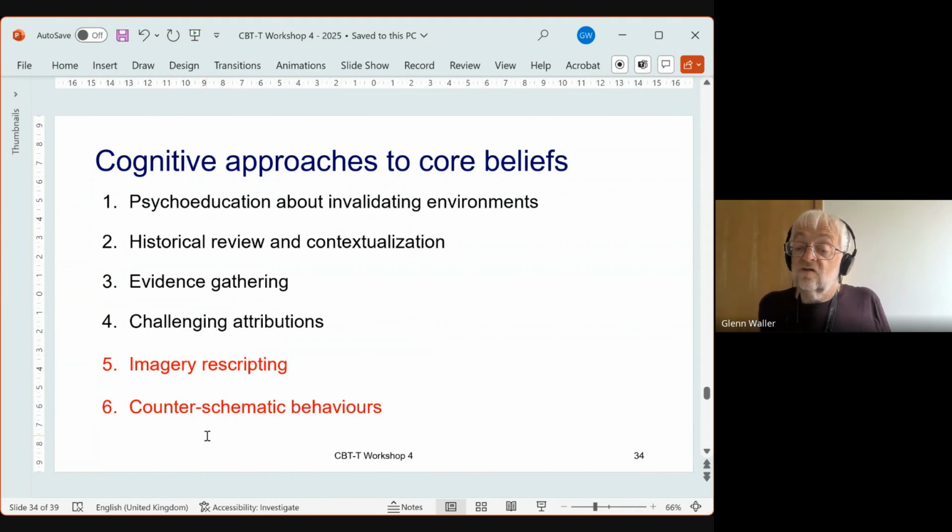And that's where we start challenging the attributions. We start challenging, does it have to apply forever? Okay, so it made sense for you to develop this belief back then. Does it make sense now? And I'm not after her to say, well, probably not, no. What I want is her to say, I don't know. Because that way I can get to try out the behavioral experiments under the counter-schematic behavior.